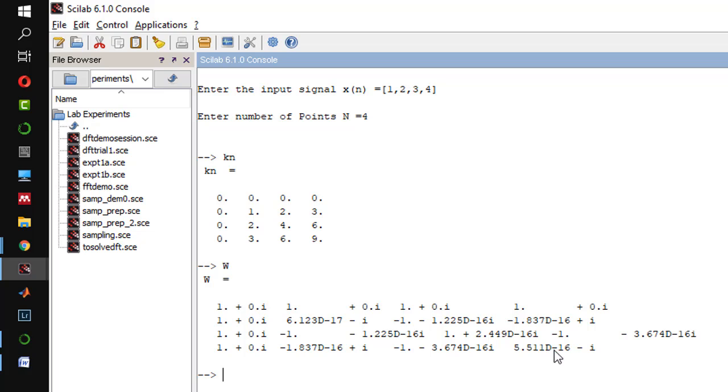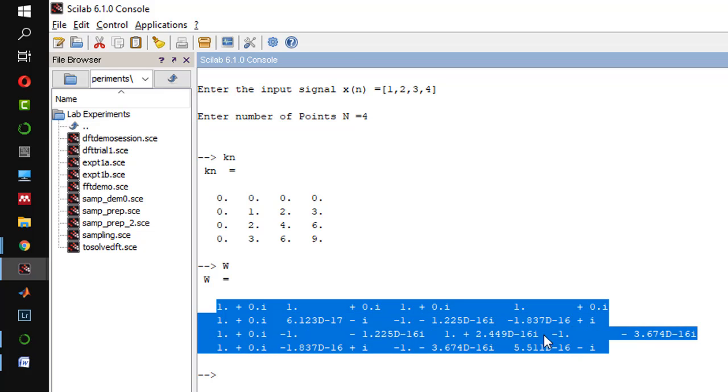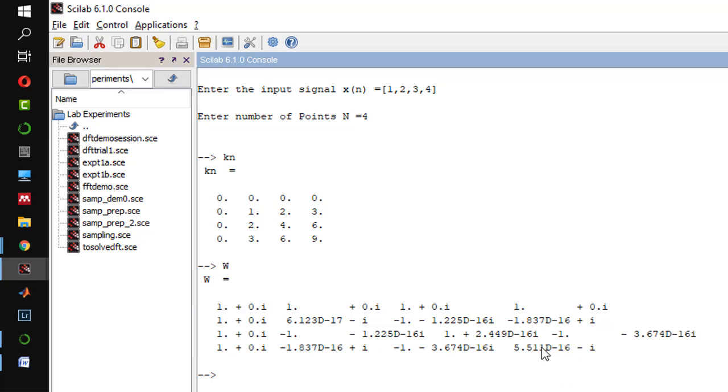So this was minus j, this was minus j, this was plus j, this was plus j, and minus 1, minus 1, minus 1, minus 1, and in the middle it was 1. Okay. If you look at this matrix, you get the same kind. So this is nothing but the 4-point DFT matrix.